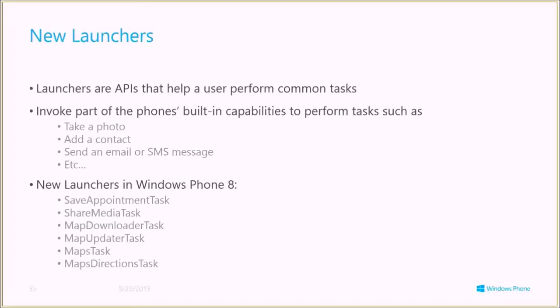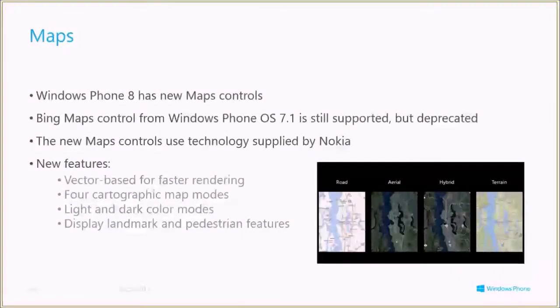Regarding maps, Windows Phone 8 has new maps controls. Windows Phone 7 had the Bing Maps control, still supported but deprecated. The new maps supplied by Nokia are very, very good ones. Lots of features like the road or aerial, or the hybrid and terrain cartographic map modes that you can use in your applications, light and dark color modes, display landmark, pedestrian features as well. It enables you to do lots of things.